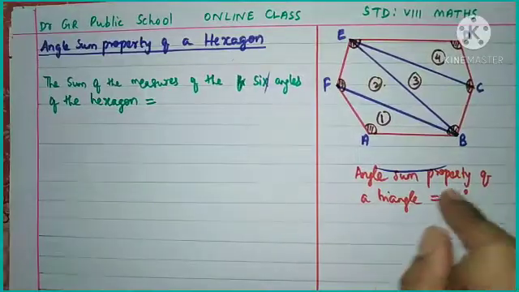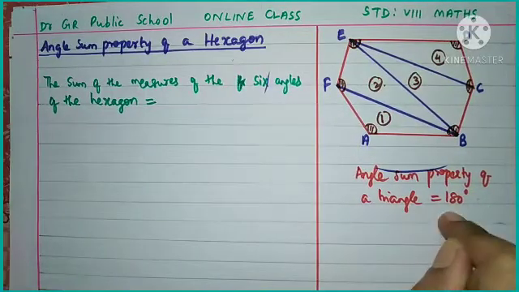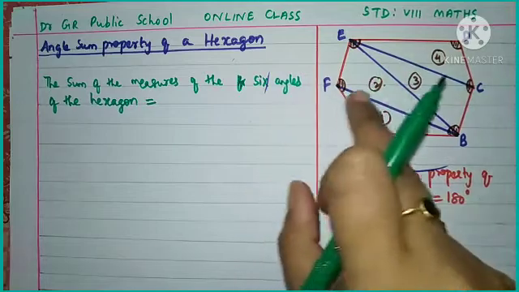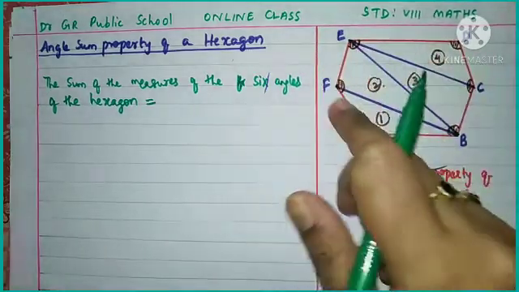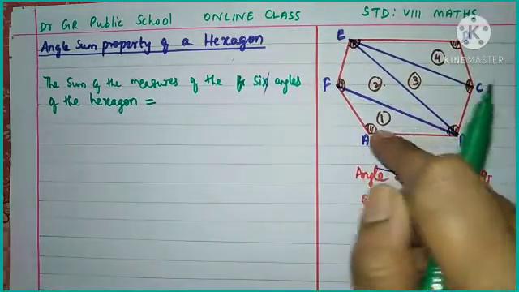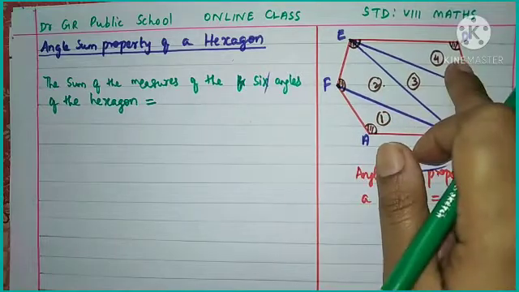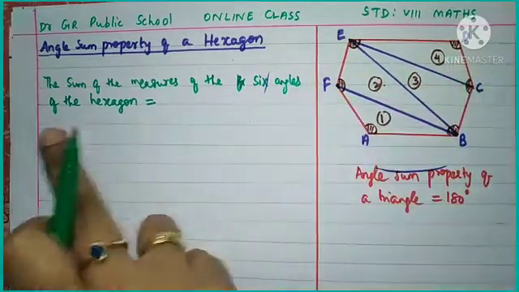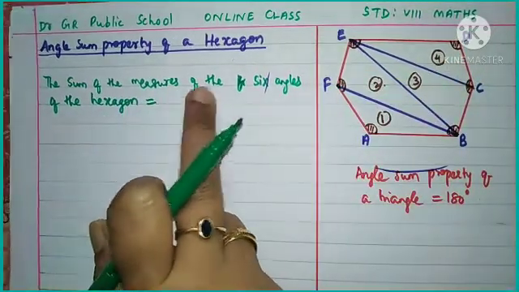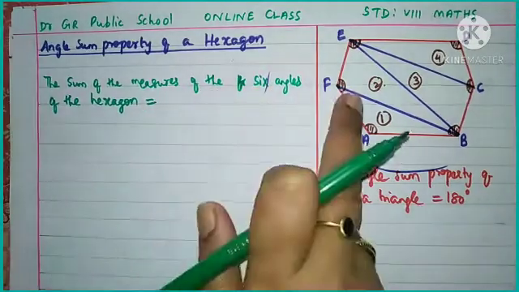What is the angle sum property of a triangle? You know, it is 180 degrees. So here, how many angles are there in the hexagon? 6 angles. Now we divided this into 4 triangles. So what can we say? The sum of the measures of the 6 angles of this hexagon.